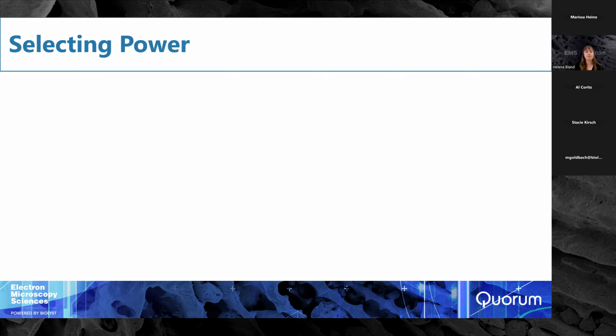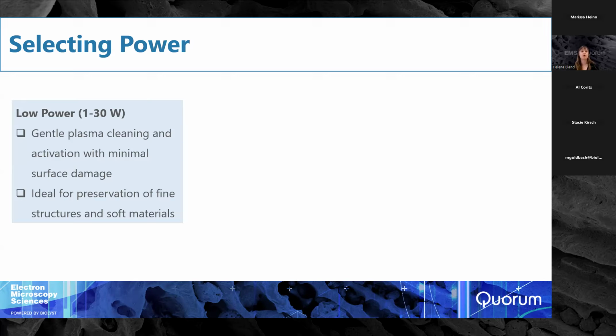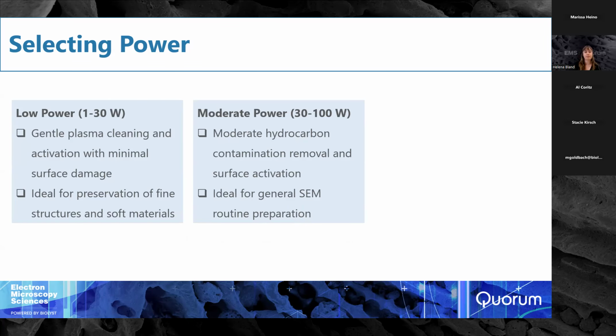Once we've selected a process gas, we want to think about the kind of power that we're putting through our plasma treatment system. We would consider 1 to 30 watts to be a low power, and this would be a very gentle plasma cleaning and activation with minimal surface damage. So this is perfect for soft materials like polymers or anything with fine structures.